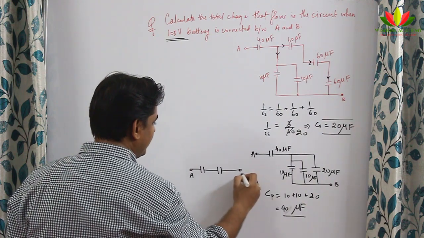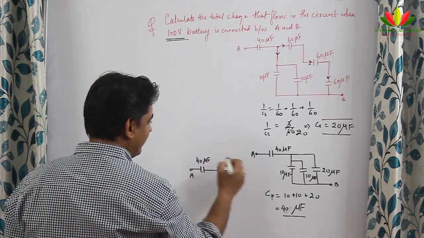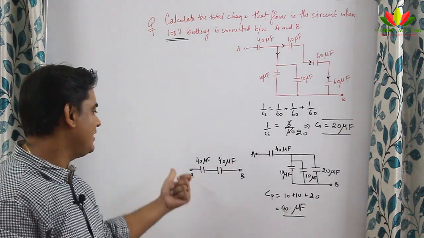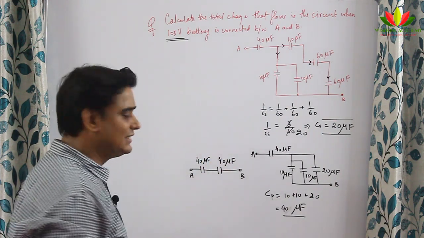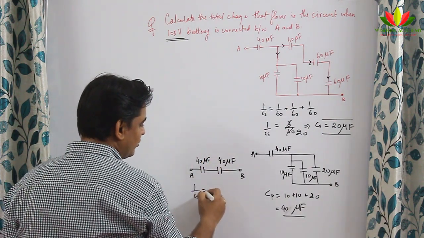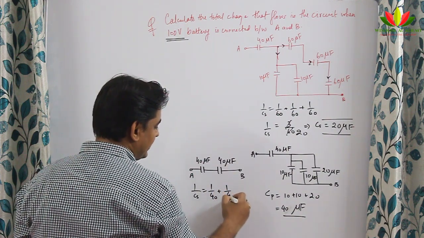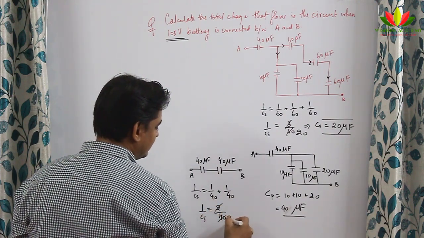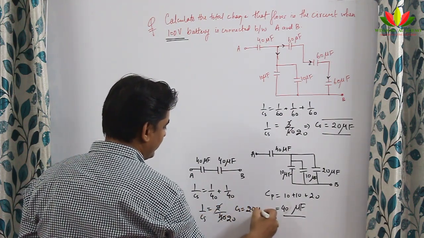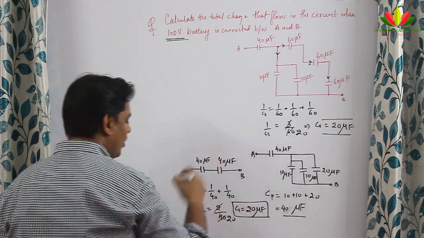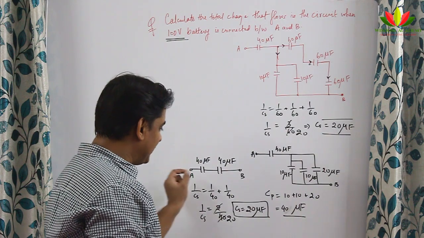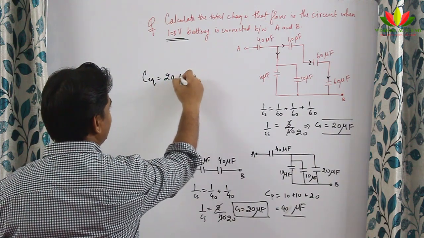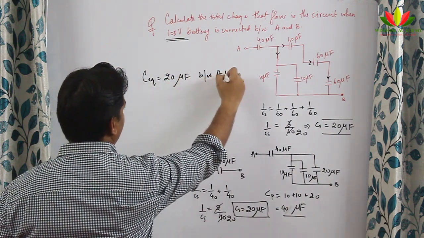Now between point A and B, already 40 microfarad was there, and the equivalent capacitance of these three also came out as 40 microfarad. Very easily we can say that between A and B, these two capacitors are in series. So what will be their capacitance? 1 by Cs is equal to 1 by 40 plus 1 by 40, and when I take the LCM, 2 by 40. So Cs becomes equal to 20 once again. So Cs is 20 microfarad. This is the final capacitance between point A and B. So I got the equivalent capacitance as 20 microfarad between A and B.